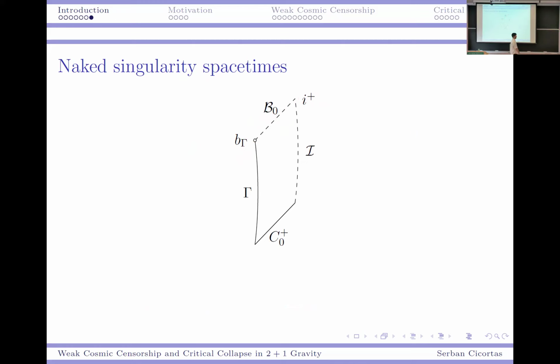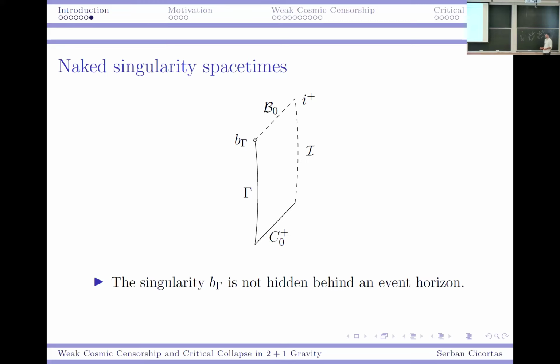And finally, I'll draw this here. This is the last thing that I need. So this is a naked singularity spacetime. The intuition is that I have now a singularity B gamma, which is not hidden behind an event horizon. So this is visible to observers that are far away, and this is why these are called naked singularities.